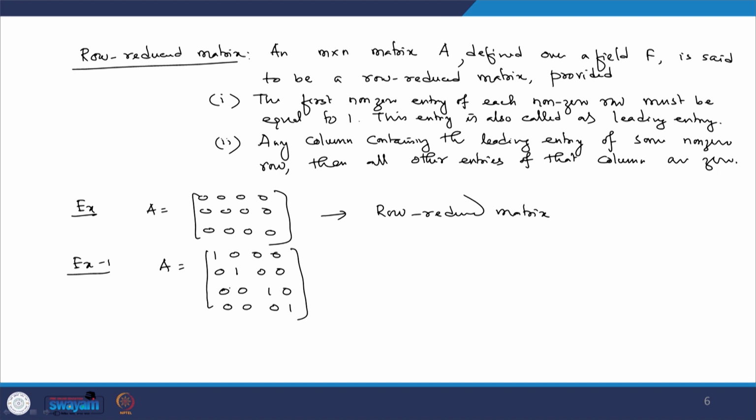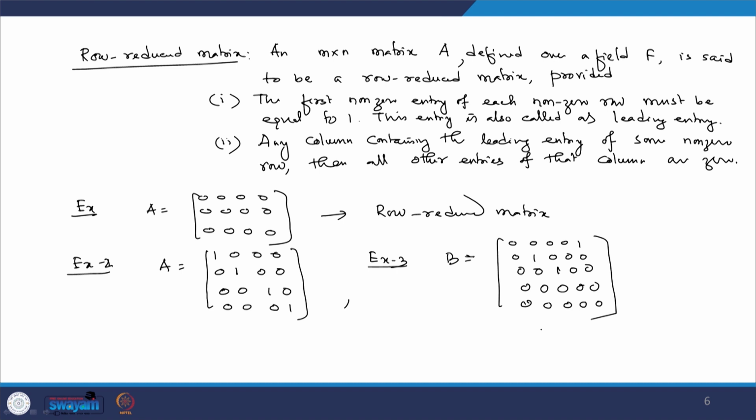But these are all trivial examples. This is example 2. Let me take some non-trivial example. Let me take, say, B equal to something like this: 0 0 0 0 1 and 0 1 0 0 0. Let me take 0 1 and 0 0 0 0 0 0 0 0 0 0 0 0 0.